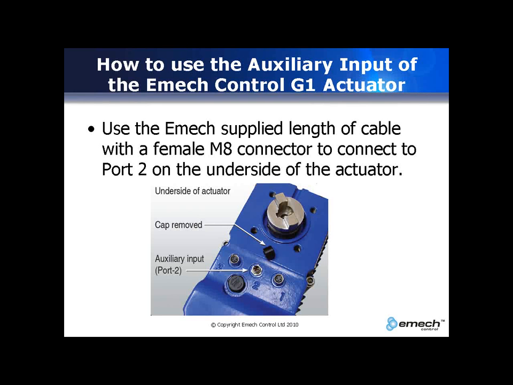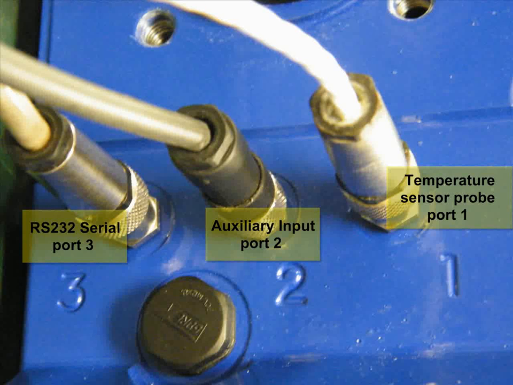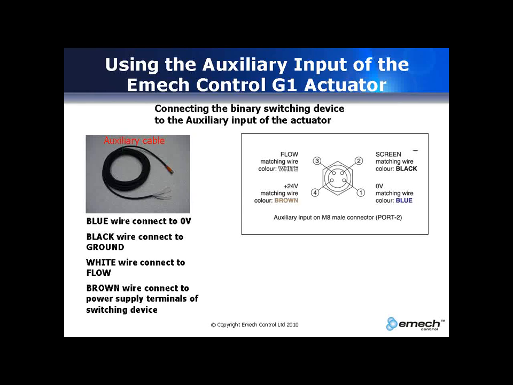Next, connect the supplied Emech auxiliary cable to the port number 2 on the underside of the actuator. The auxiliary input is a 4-pole M8 male connector that accepts a 5 to 24 volt configurable active low or active high signal.